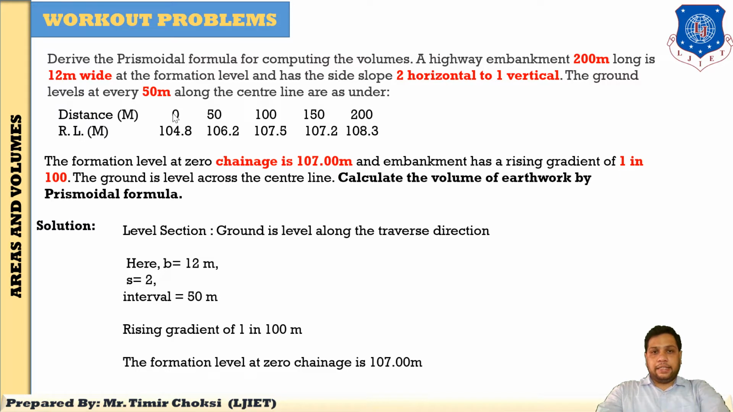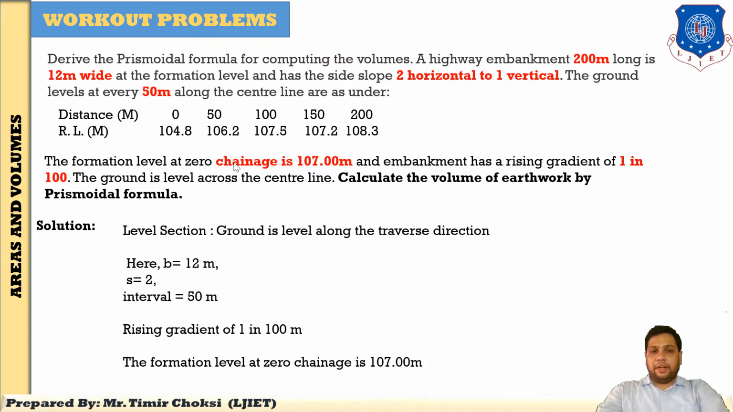RL is given at zero distance. Reduced level is 104.8. Reduced level you have already studied in the basic civil engineering subject. Consider that the height at zero distance of the embankment, meaning the ground level, is 104.8. At a distance of 50 meters, the level rises to 106.2, so its RL is 106.2. Similarly, the RL is given in the example up to 200 meters distance.